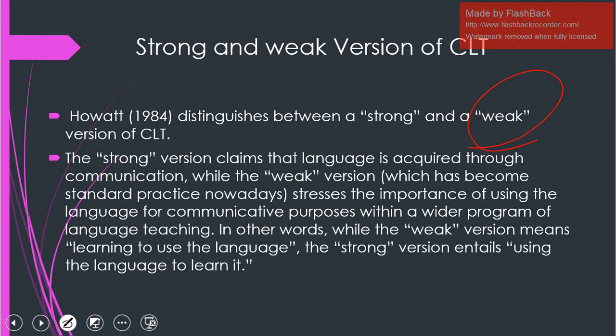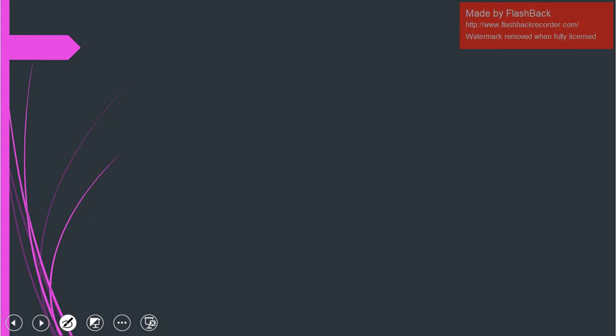In other words, the weak version means learning to use a language: you will be taught how you can use a language. But the strong version is totally natural, using the language to learn it, without taking notes, without taking concepts, without having background knowledge, just using the language so that you can learn to communicate, and communicate to learn the language. So there are two ways: first knowing the language and then communicating, or first knowing how to communicate and then using the language. These are the two methods.